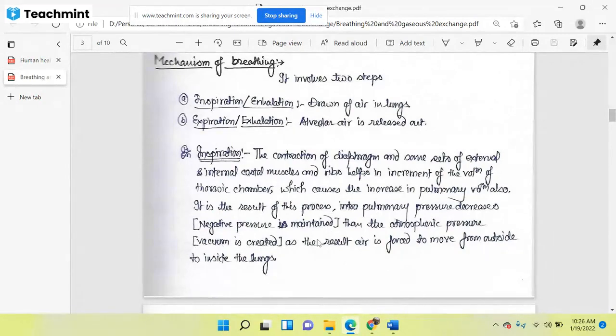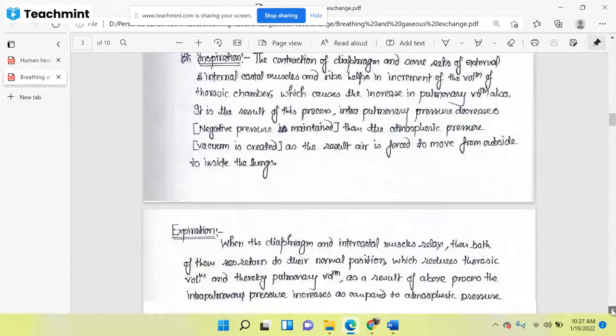You just see it has been written. As a result, the air is forced to move from outside to inside the lungs. So by this process, what happens? As compared to atmospheric pressure, as compared to outside, within the lungs chamber the pressure will become negative, or a vacuum will be created, and due to this vacuum, air will move from outside to inside the lungs through the nostrils. Okay, so by this process, inspiration takes place. We fill our lungs by this process, inspiration.